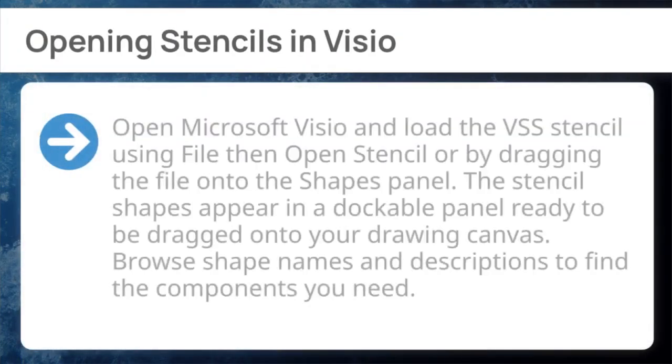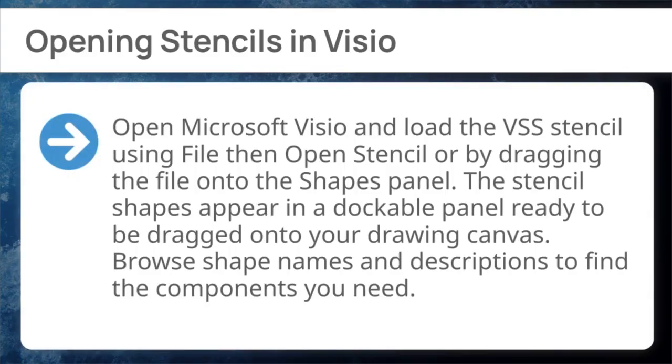First, opening stencils in Visio. Open Microsoft Visio and load the VSS stencil using File, then Open Stencil, or by dragging the file onto the Shapes panel. The stencil shapes appear in a dockable panel ready to be dragged onto your drawing canvas. Browse shape names and descriptions to find the components you need.